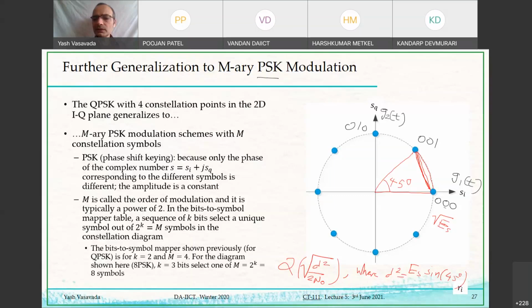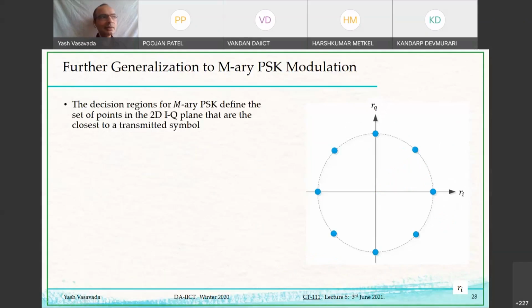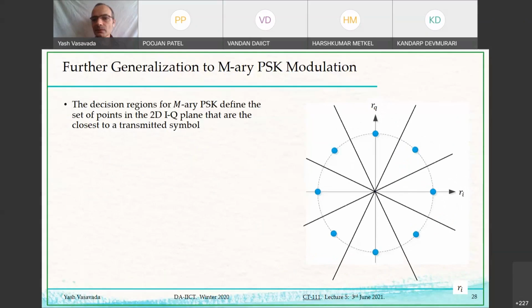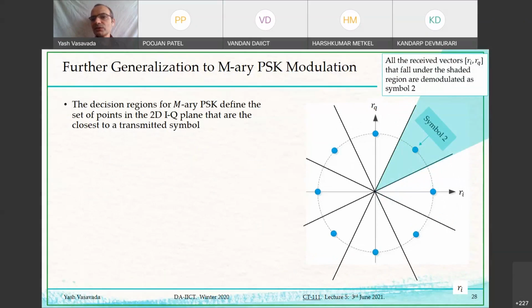What about the decision regions? How should I draw the decision regions? They are perpendicular bisectors of all such lines that I would draw connecting two consecutive symbols. And if I draw perpendicular bisectors, all of them will have to pass through the origin, and so they will look like the slices of a pizza. If I'm transmitting a particular symbol, let's say symbol 2, then this shaded region is the decision region for symbol 2. All the points that I get at the receiver which fall in this blue shaded region, I will demodulate as symbol 2, because all of these blue points are closer to symbol 2 than they are to any other symbols.